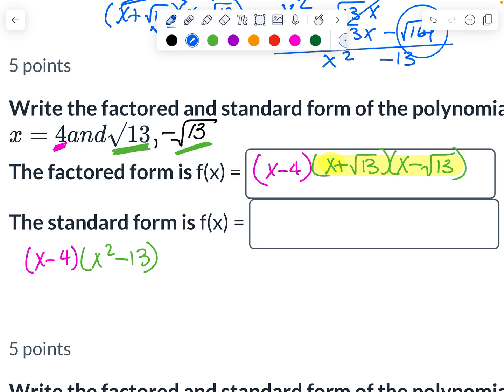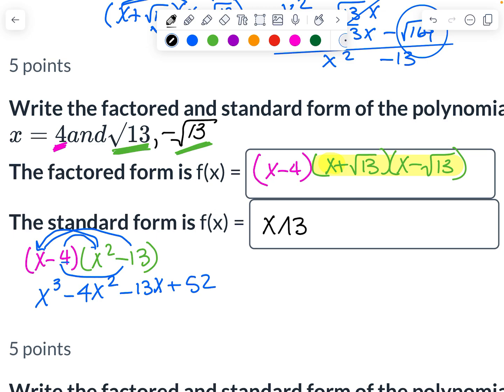And you can multiply these together in whatever order you want, but I can tell you the order that's fastest and most clear. If you take this times this, you get x to the power of 3. And then if you take this times this, you get negative 4x to the power of 2. And then if you take this times this, you get negative 13x. And this times this, well, hello again. You get positive 52. And so your answer is x to the power of 3 minus 4x to the power of 2 minus 13x plus 52.